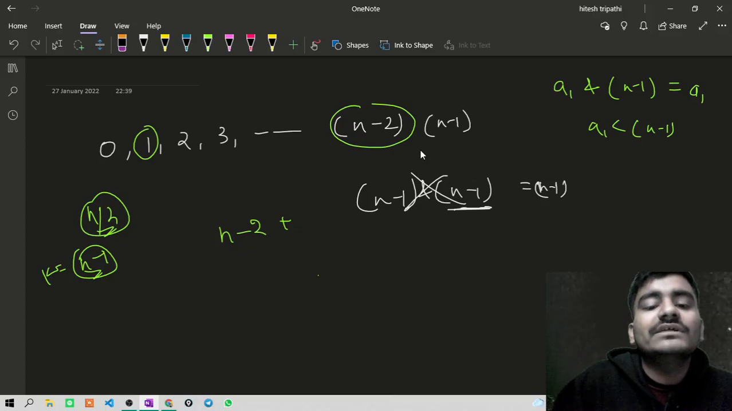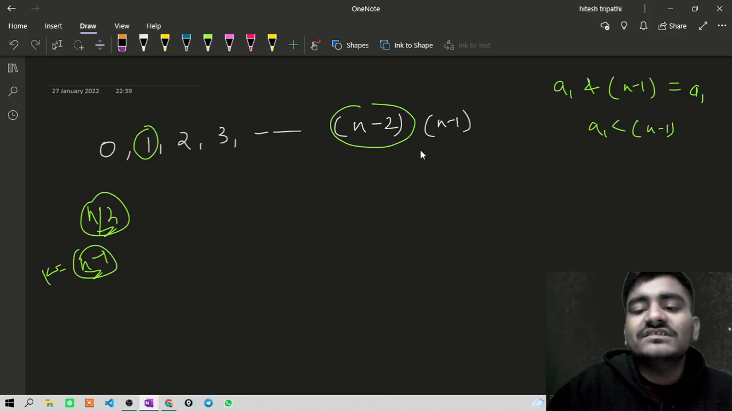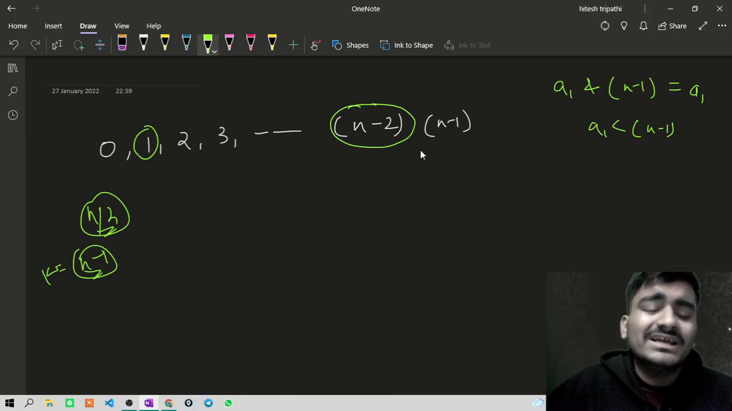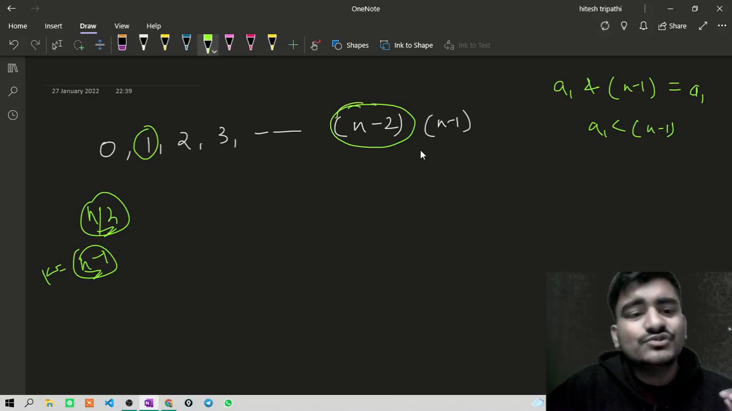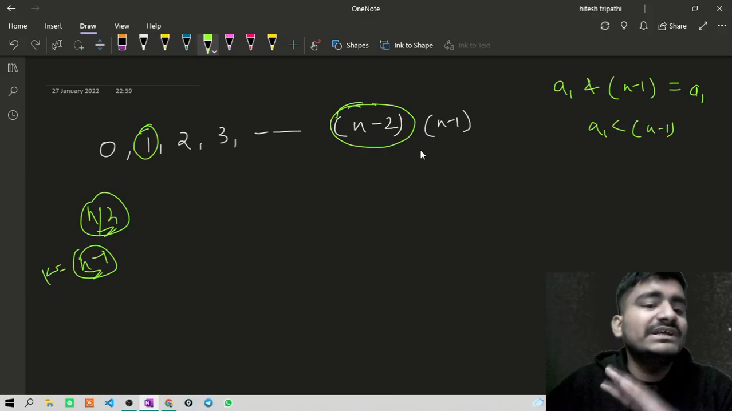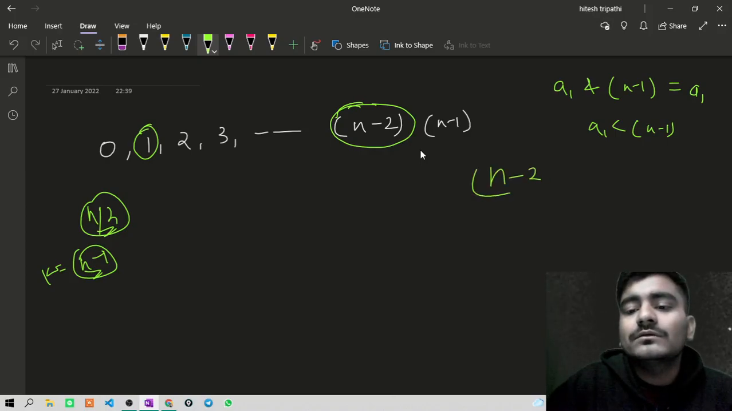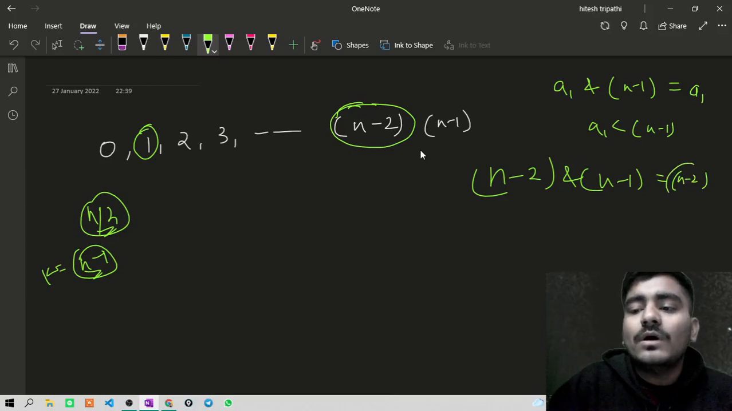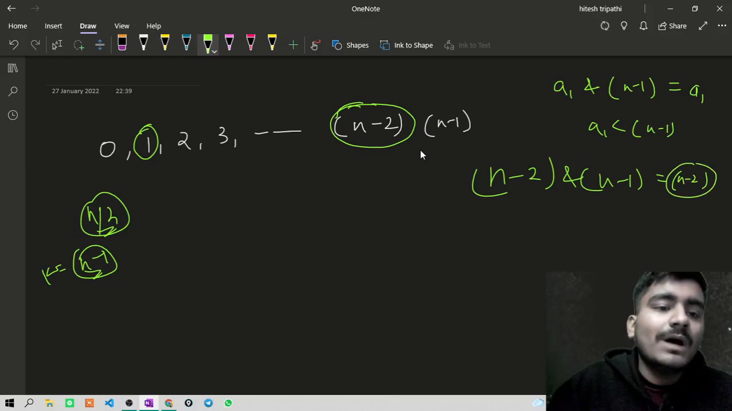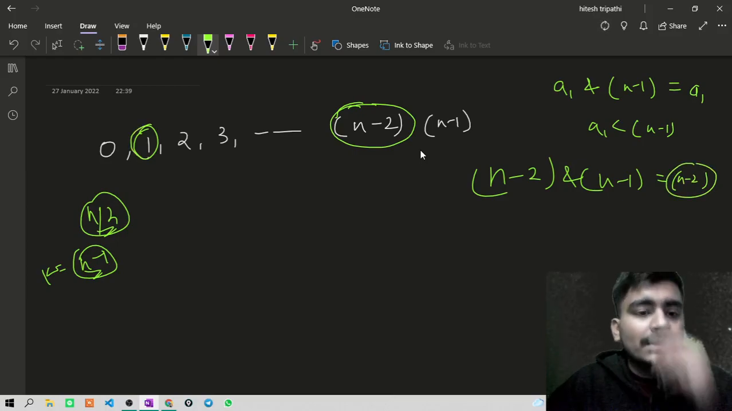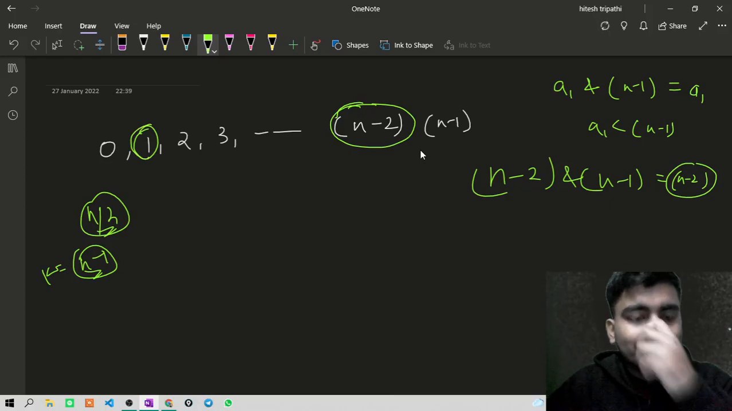I have to discuss this also. Okay, so now let's discuss this. I can always get n minus 2 and 1. This is simply easy. Okay, how? I can simply do the AND of n minus 2 and n minus 1, and this will simply give me n minus 2. So I already have n minus 2. Now I want a 1 only. Okay, so how can I do that?